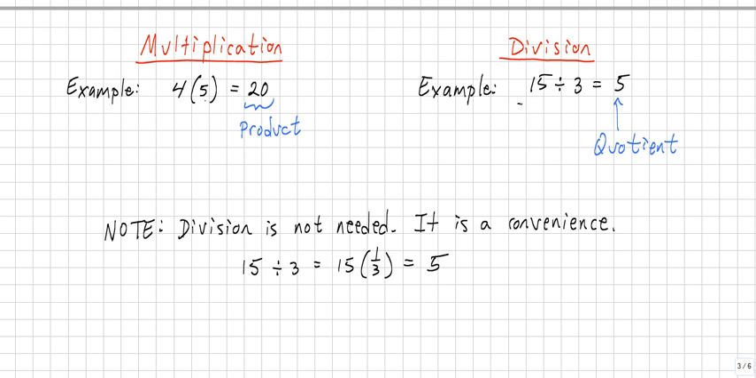And similar to addition and subtraction, technically we don't need division. Division's just around for convenience's sake. If I wanted to do 15 divided by 3, I wouldn't have to use division. I could just say that's 15 times 1/3, which is 5. Same answer. So I can just not worry about division whatsoever and just use multiplication and get the job done. But we're not going to do that. We'll still use division. We'll talk about it. And again, it is convenient, so that's why it hangs around.